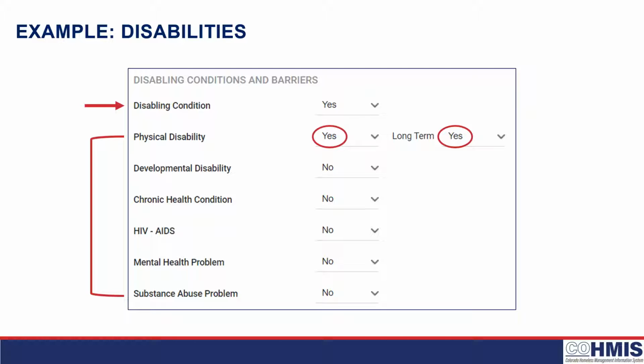This is what we're looking for when we're answering these two different elements consistently. Do they have a disabling condition, and is at least one of the program-specific disabilities marked yes, and yes for long-term?